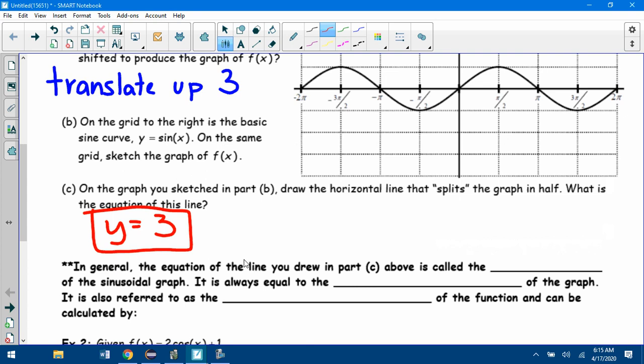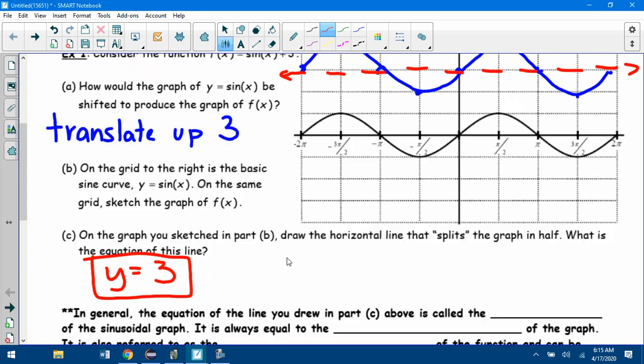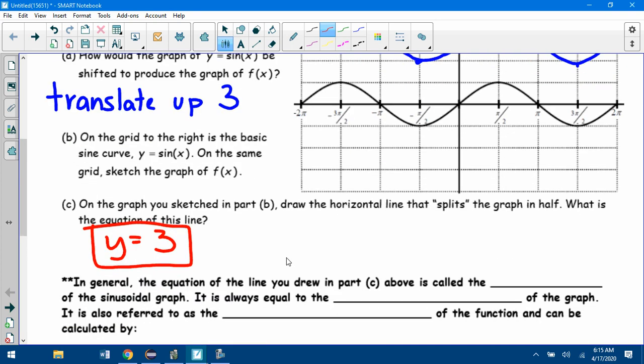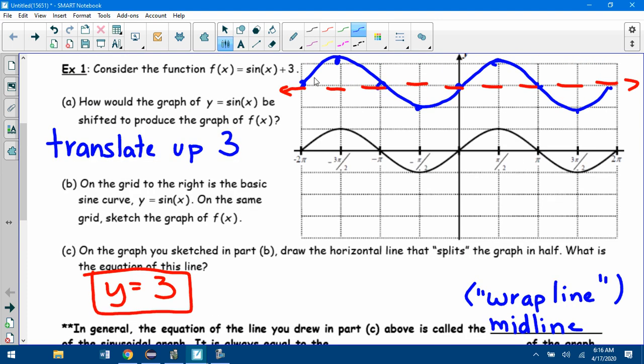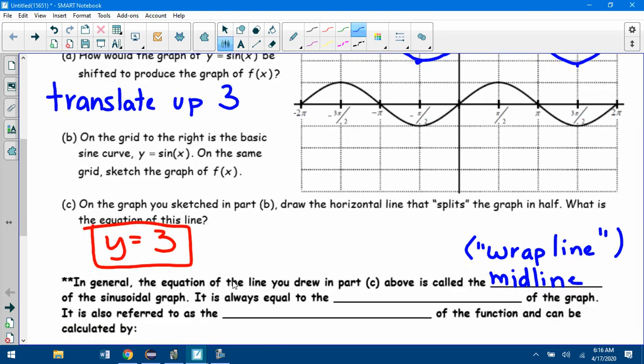So that equation of that line we just drew in part C, we've seen that before. What's that called? It's called the midline. And as you saw in one of the homeworks, sometimes it's called wrap line. I usually call it midline, but sometimes you'll see wrap line written also. Midline because it's the middle of the graph, it splits it in half. Wrap line because the curve kind of wraps around it. It's always equal to the vertical translation, which we talked about a couple days ago.